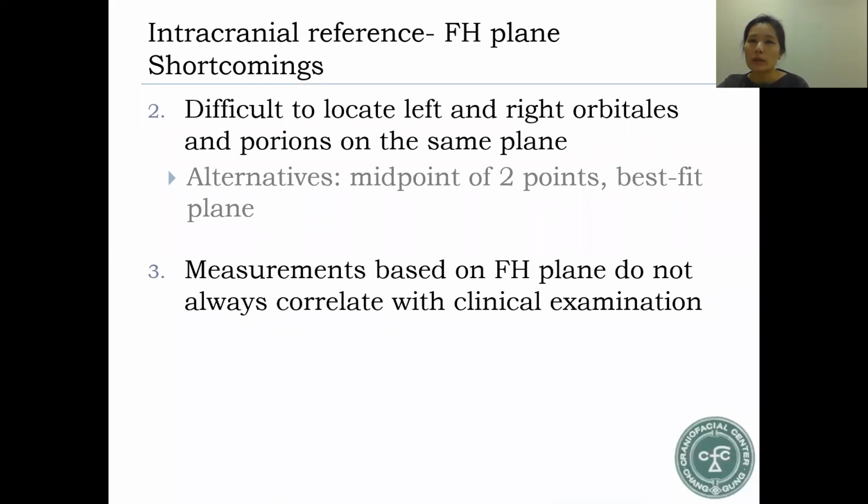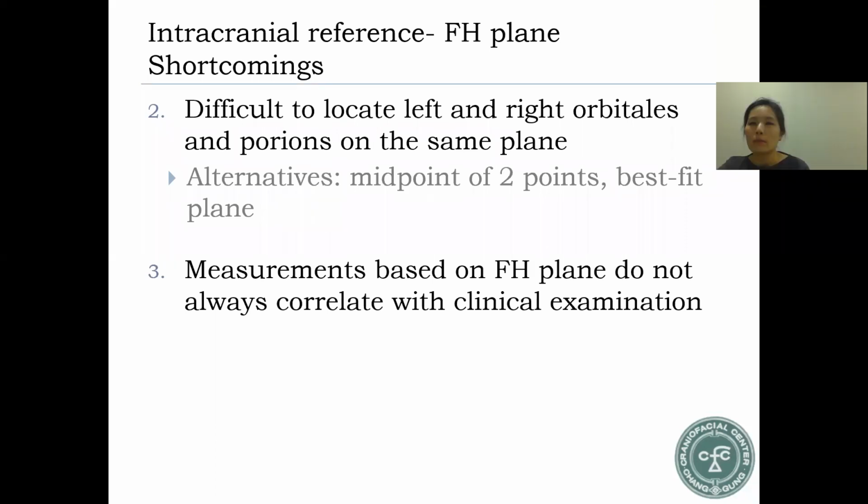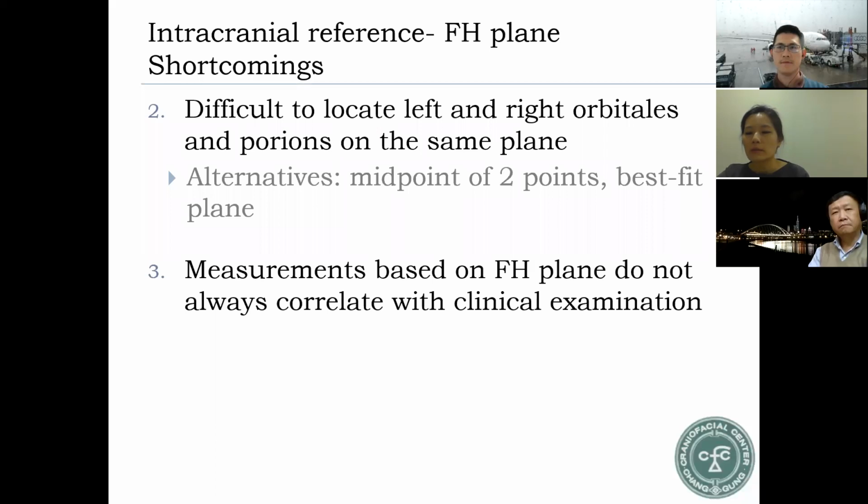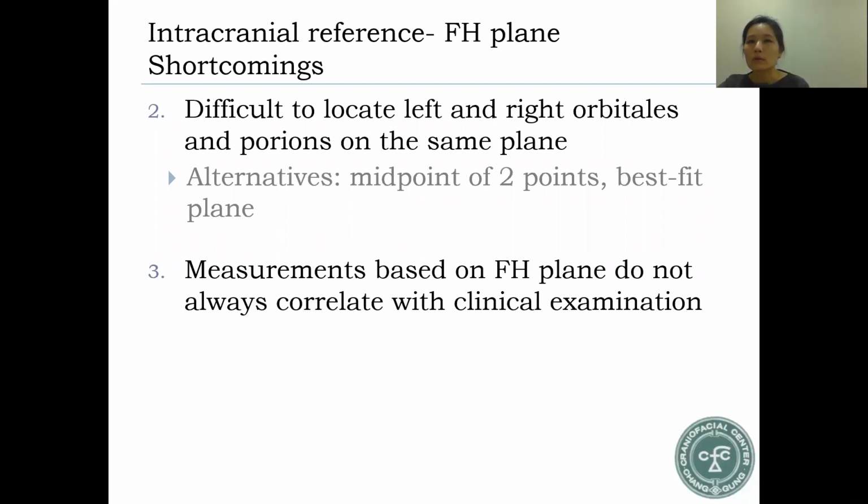Second, for 3D analysis, it is difficult to locate the left and right orbitales and porions, the 4 points on the same plane at the same time. And the alternatives are to use the midpoint of 2 points or to use the best fit plane. There is still no general agreement on this. And third, measurements based on the FH plane do not always correlate with clinical examination.